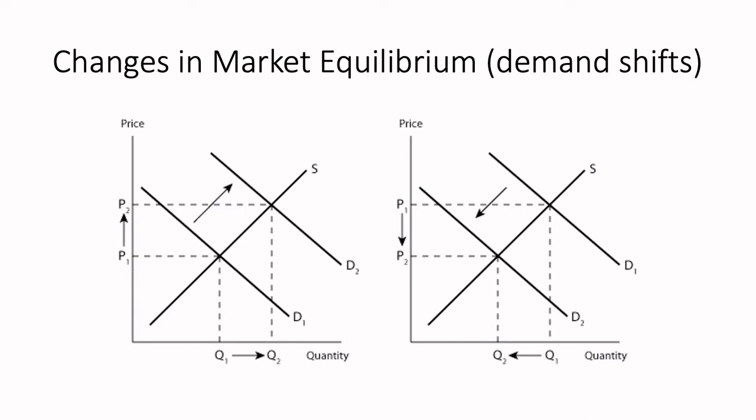We can explain changes in market equilibria as a result of supply or demand factors, and these factors shift either supply or demand or both. For example, if the demand for a good increases from D1 to D2, then given no changes in the supply of the good, this will lead to a shift in the market equilibria from point A to point B. And this leads to an increase in the equilibrium price from P1 to P2, and an increase in the equilibrium quantity from Q1 to Q2.